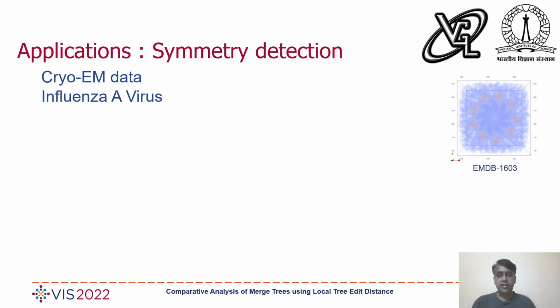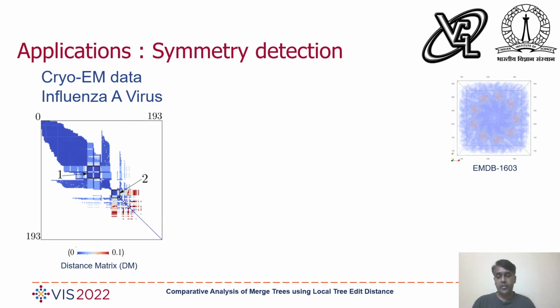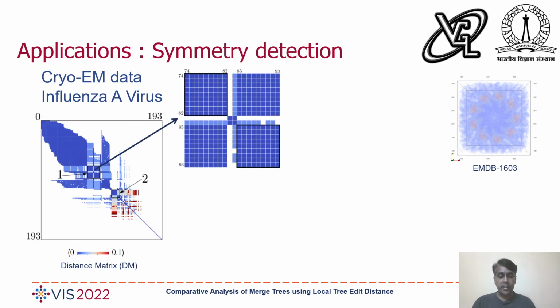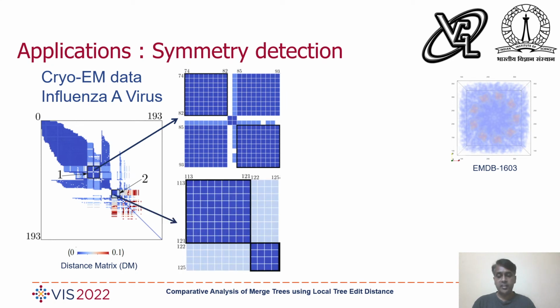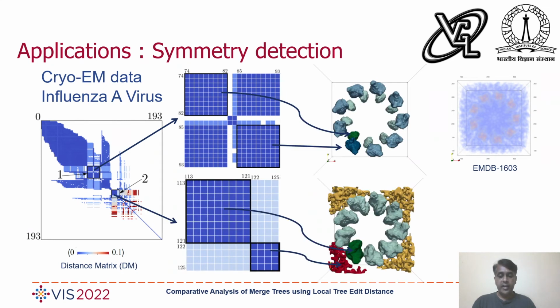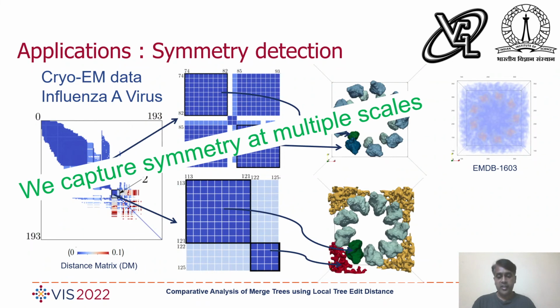In symmetry detection, we use cryo-EM data which captures electron density in biomolecules. Influenza A virus is considered here. We compute the merge trees and compare it with itself, resulting in distance matrix which is shown. We apply some refinements to reduce these comparisons. We pick two submatrices which highlight similar structures in the biomolecules. We are able to capture symmetry at multiple scales.